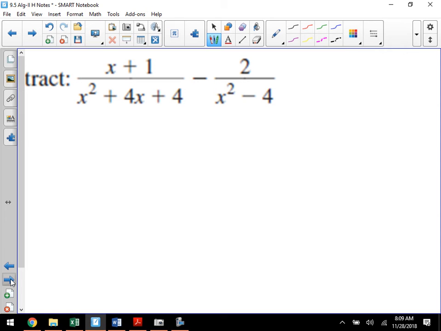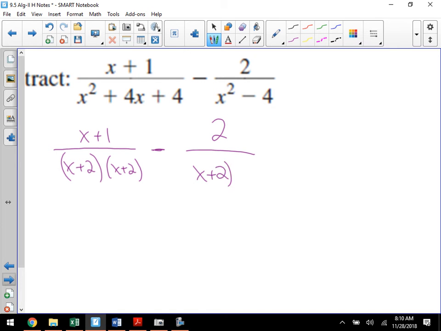So let's see. What times what is 4, and you add together and get 4? 2 and 2, right? So the first fraction is x plus 1 over x plus 2, x plus 2. We okay with that? The second one is a difference of squares. So you get x plus 2, x minus 2. Are we okay with that?